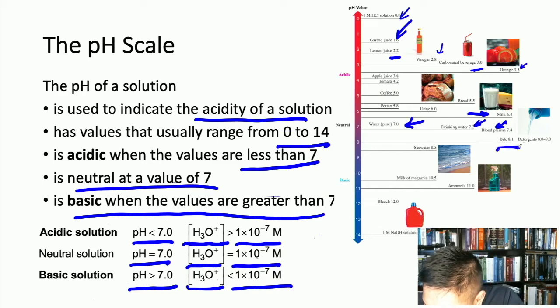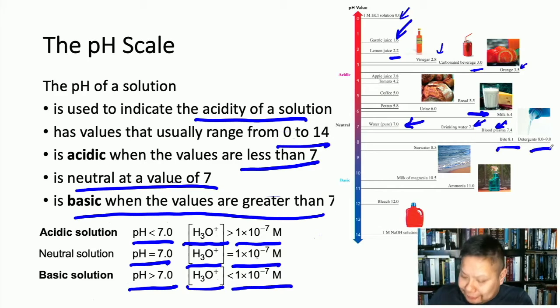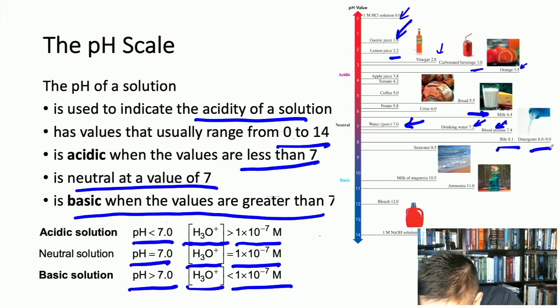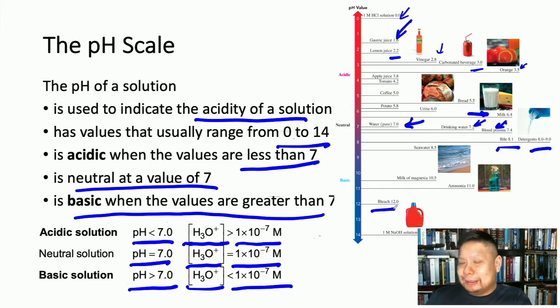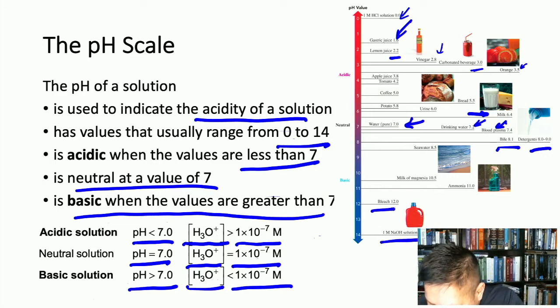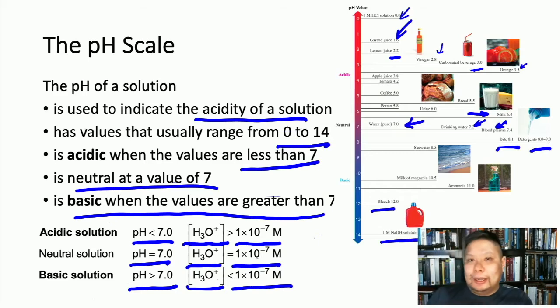Bile from your liver is 8.1. Detergents are between 8 and 9. And then bleach, which is sodium hypochlorite, is at 12 pH. That's pretty basic. But the most basic is sodium hydroxide at 14. And I think the common name for sodium hydroxide is lye.